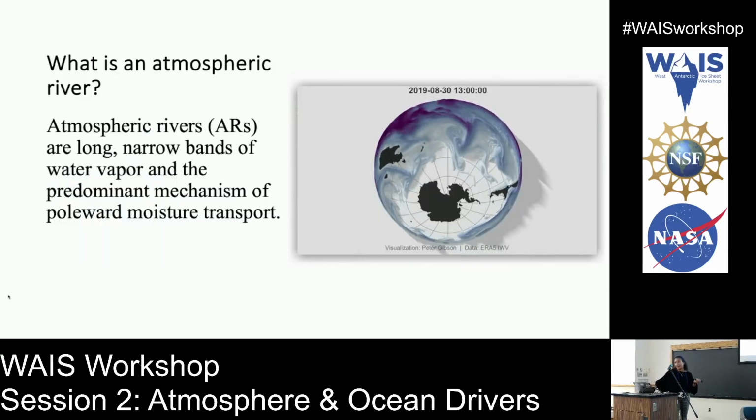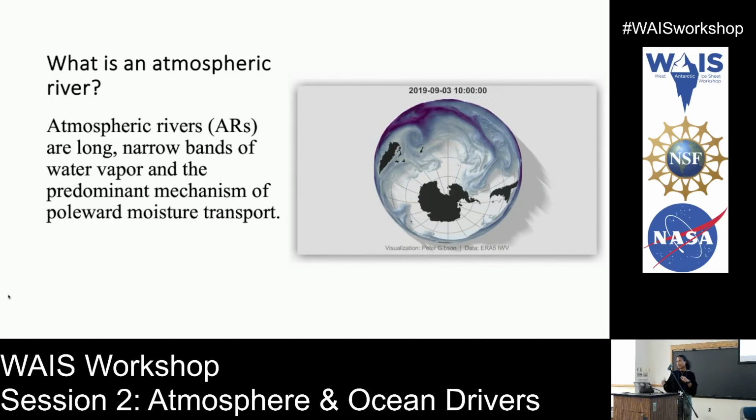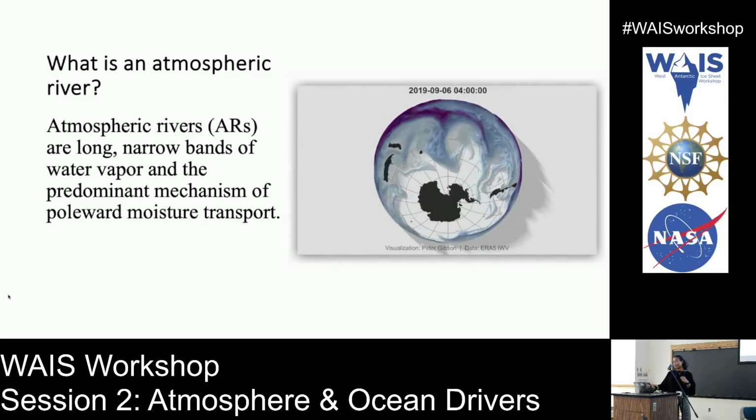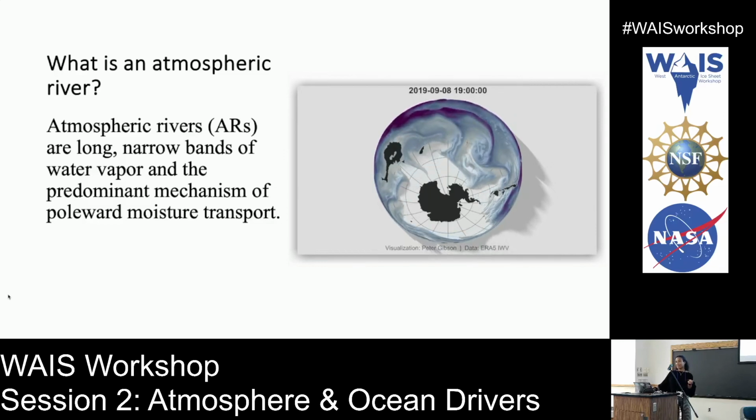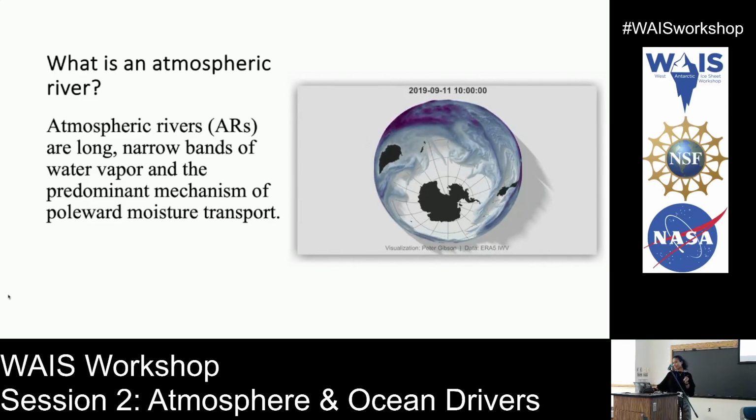So a little bit of background on what an atmospheric river is. There are these long, narrow bands of moisture transport. And in Antarctica, they're the predominant mechanism of poleward moisture transport. If you're from the West Coast like myself, or you've been there recently, especially earlier this year, you definitely experienced some of the power and precipitation from atmospheric rivers.